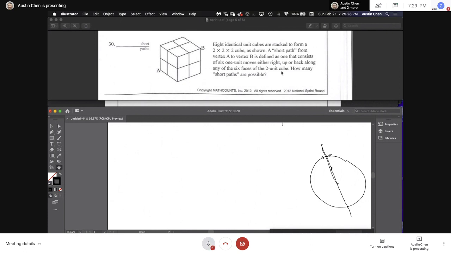Right, and it says three things: right, up, or back. So you can just say that they are saying you can go in any of those three directions. Basically, you can only go in three directions to actually get a short path. Okay, so we want to find out how many of these short paths are possible.